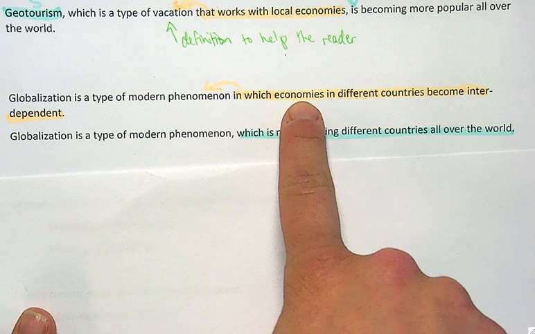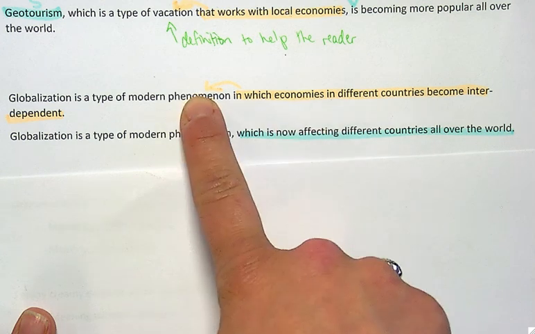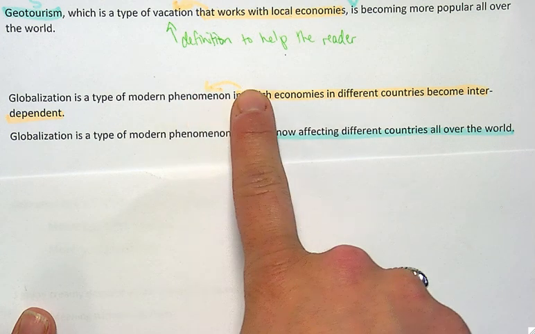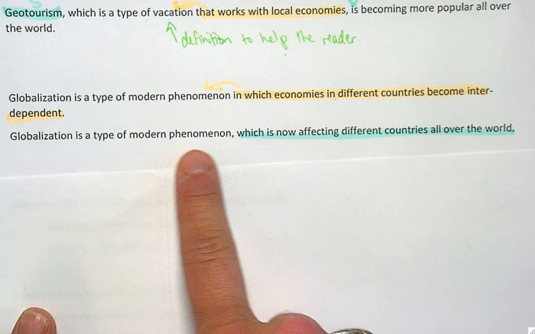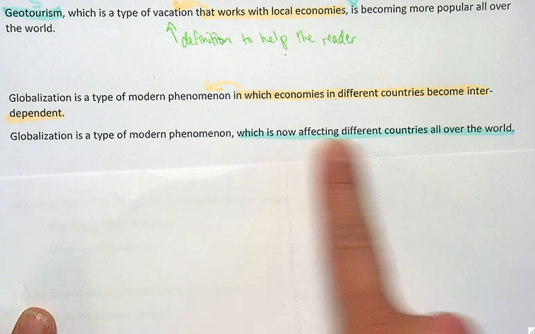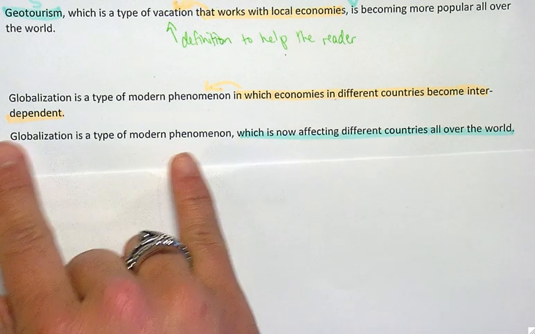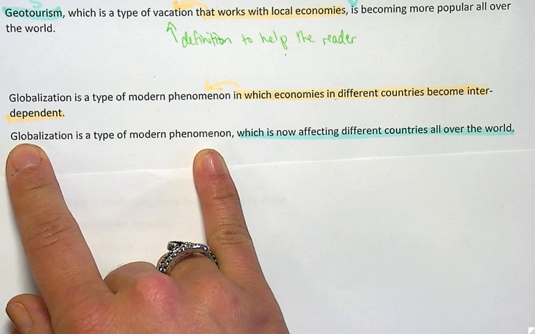So in this one, I'm identifying this word phenomenon. I'm taking a general noun and I'm giving a definition for it. And in this one, I have this general noun and I'm just giving you extra information about globalization as a type of modern phenomenon.